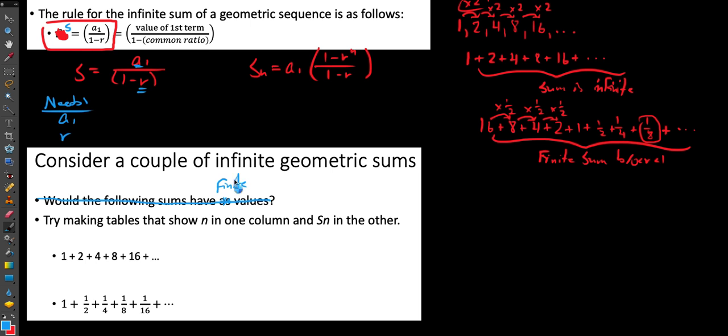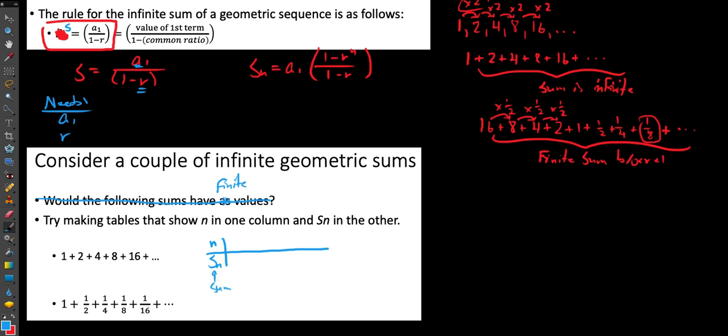Just to ask the question, if I add these up, would I actually get a number, or would it just go to infinity? It says, try making tables to show that n in one column and s sub n in the other here. Well, basically, what I want to do is look at this sum over time. So I'm going to put n here, and I'm going to write s sub n here, where this represents the sum of the first n terms.